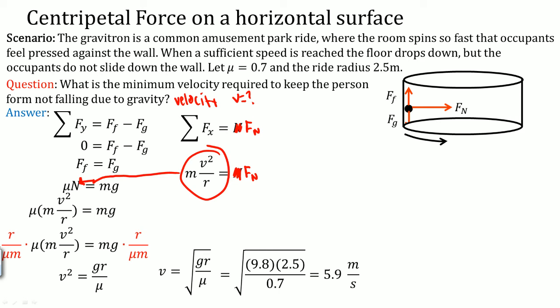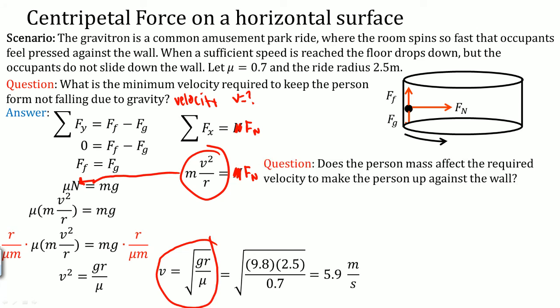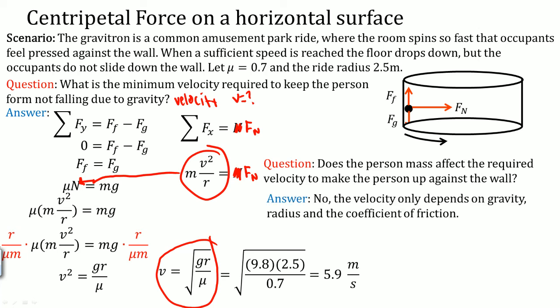This is very important. This is the important thing to understand, because the question is going to ask, does the person's mass affect the required velocity to keep the person up against the wall? The answer would actually be no. The velocity only depends on g for gravity, the r, which is the radius, and the coefficient of friction, which is divided at the bottom.